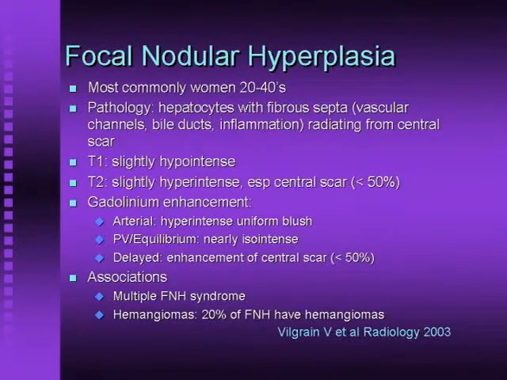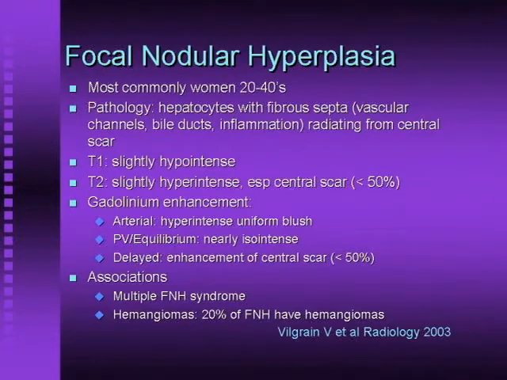So let's talk a little bit about FNHs. These are most commonly found in young women. They are hepatocellular tumors. They may have a central scar. Because they're hepatocellular, they tend to be pretty close to isointense with the rest of the liver on T1 and T2 weighted images. They do have arterial blood supply. They're hyperintense on the arterial phase and may be nearly isointense to the liver on the other phases, except for the central scar when that's present.